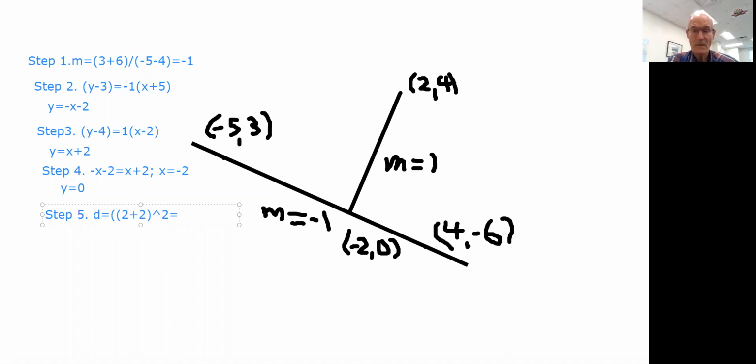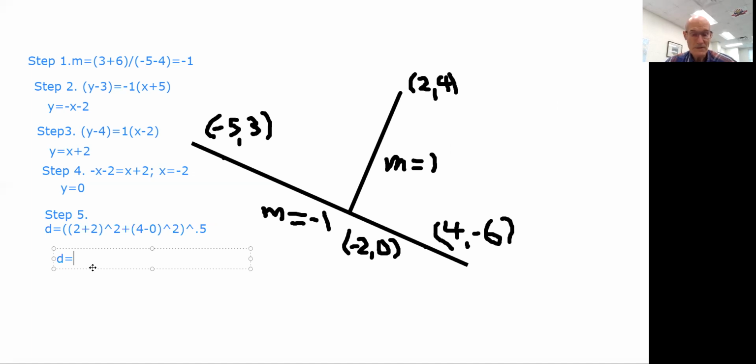Okay, plus y2, which is 4, minus y1, which is 0. Close that and square it. And then we take the square root, which would be the 1/2 power. So that's going to be 0.5 power. So now we're going to take the square root.